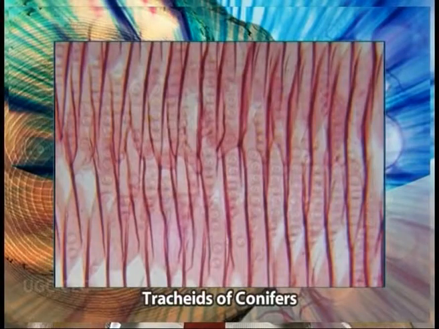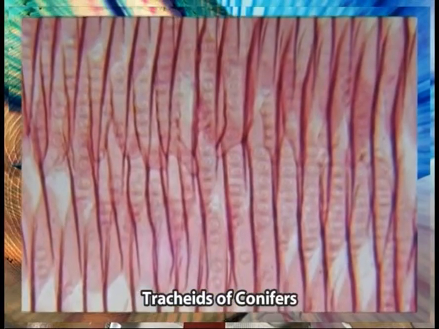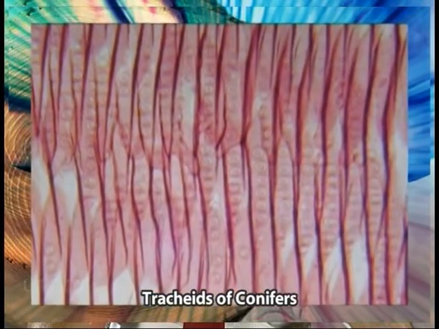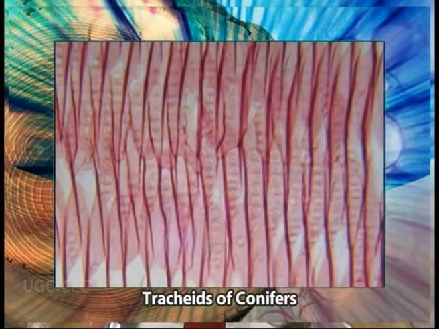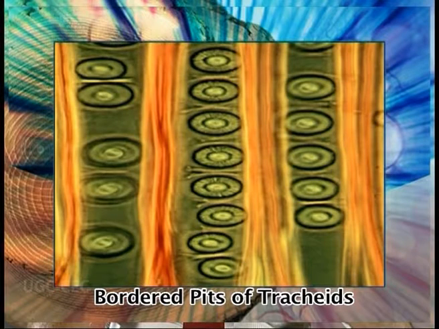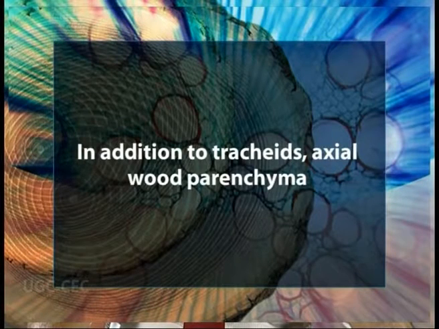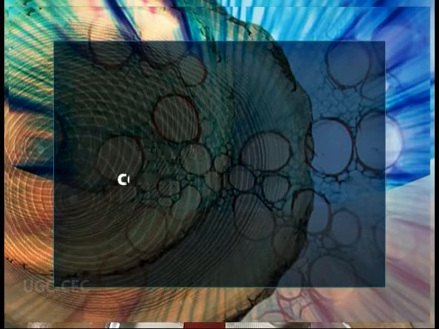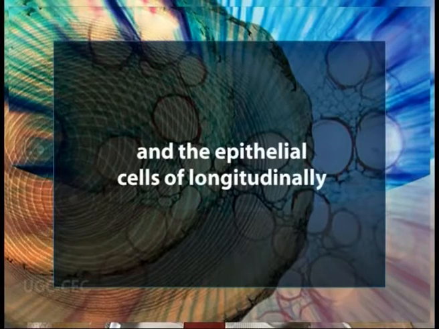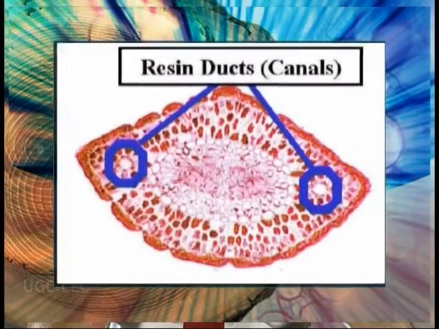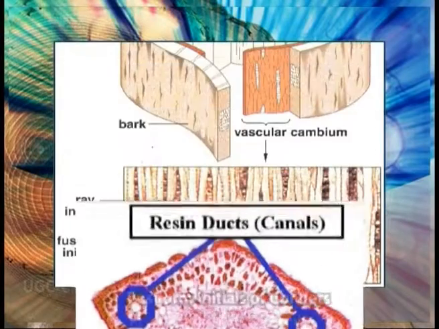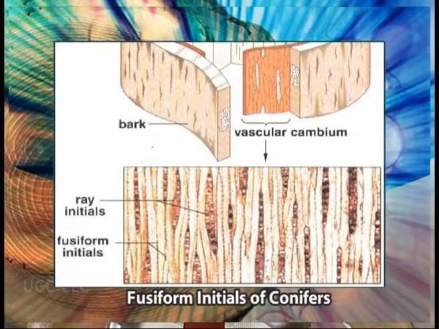The tracheids of conifers have tapered to relatively blunt ends and overlap those of other tracheids and are characterized by large, usually circular, bordered pits that are very abundant on the overlapping ends. In addition to tracheids, axial wood parenchyma and the epithelial cells of the longitudinally oriented resin ducts are also derived from the fusiform initials in conifers.